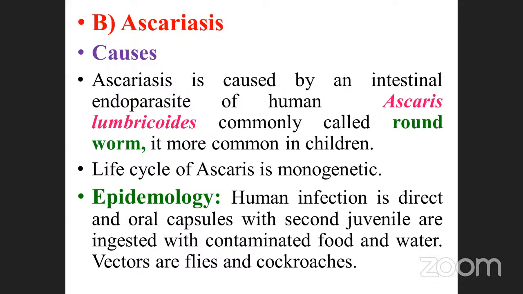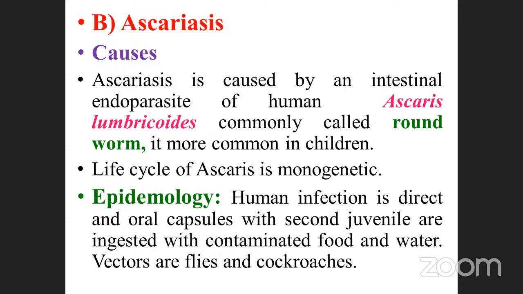Only the physiological growth before the first flower production, before that stage, is called the juvenile stage. In this category, after the juvenile stage comes the second stage, the reproduction stage, the primitive stage. That is the middle stage in which the capsules, oral capsules, can be produced, and the juveniles are ingested with the contaminated food and water. The vectors, flies, may spread it through the food or water.